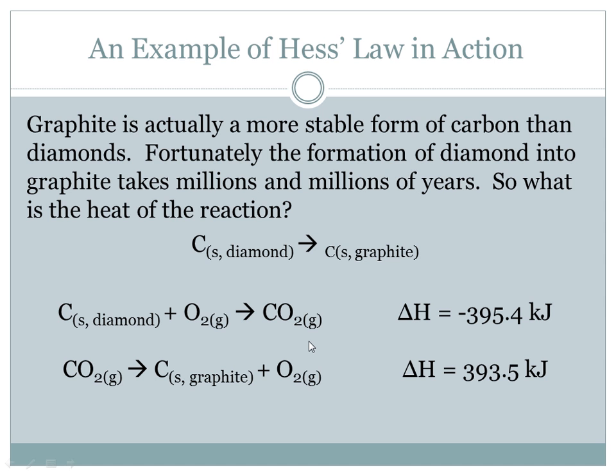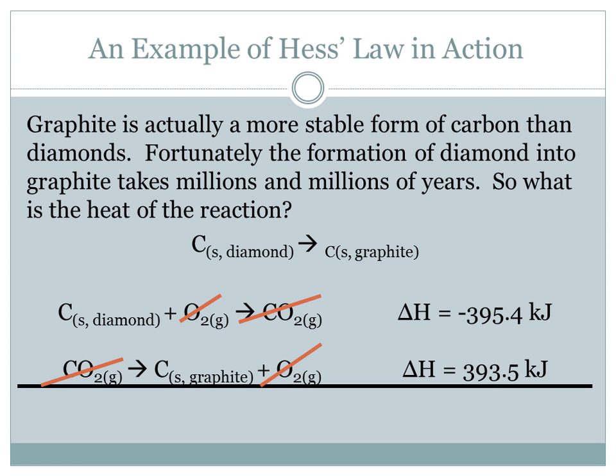So if you can cancel out something that is on both the product side and the reactant side, it's going to go away. So if we look, we can see that we have oxygen as a reactant in this equation and a product in that equation, so it cancels out. We also have carbon dioxide as a product here and a reactant there, so that cancels out. Now, when we add these 2 together, we have diamond going to graphite, which is exactly what we wanted to do.